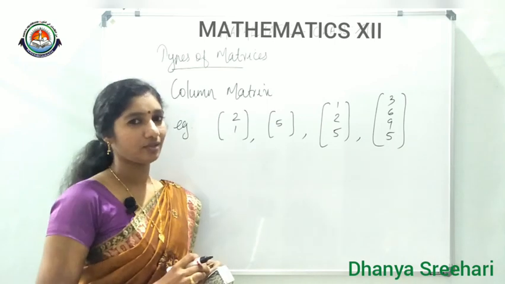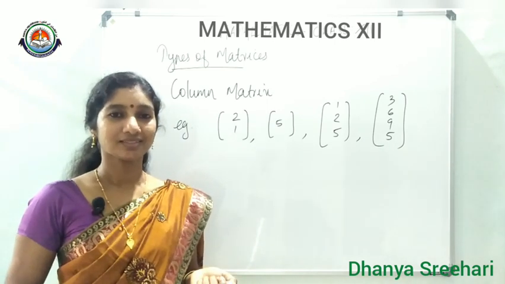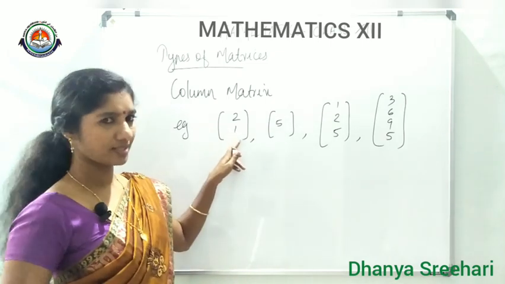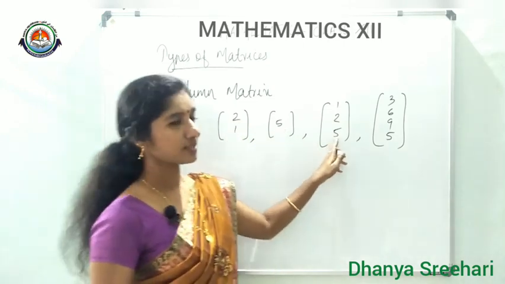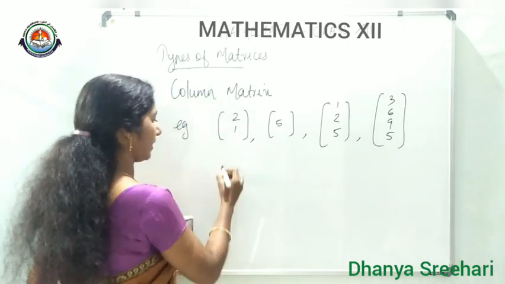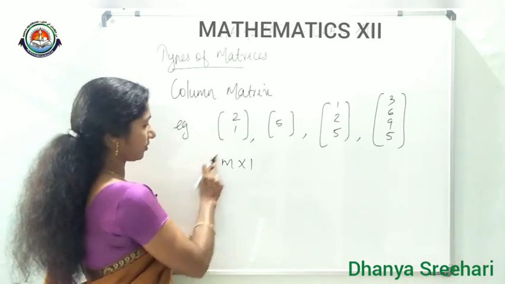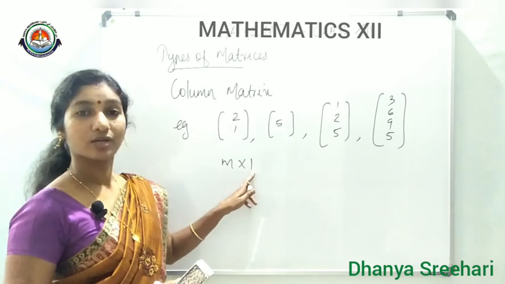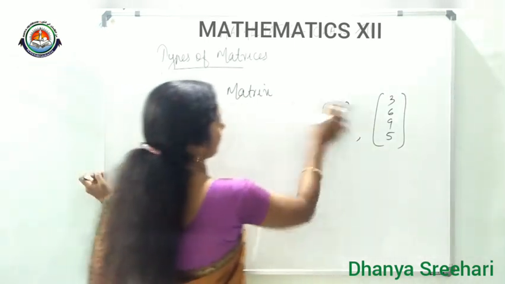So I think you got what is meant by column matrix. Column matrix means having one column and any number of rows. What is its order? This is 2 by 1. This is 1 by 1. This is 3 by 1. This is 4 by 1. So any number by 1. A column matrix will be like this. If you get an order like this, then you can say it is a column matrix because its number of columns is 1.